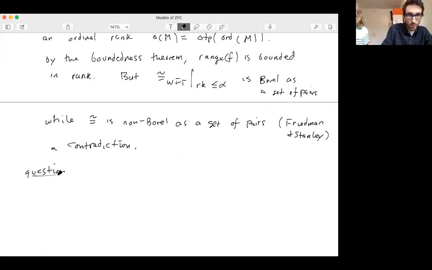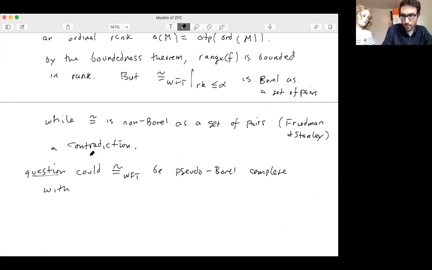Could isomorphism on WFT be pseudo-Borel complete with something like absolutely delta 1, 2 or some weaker than Borel reduction function?